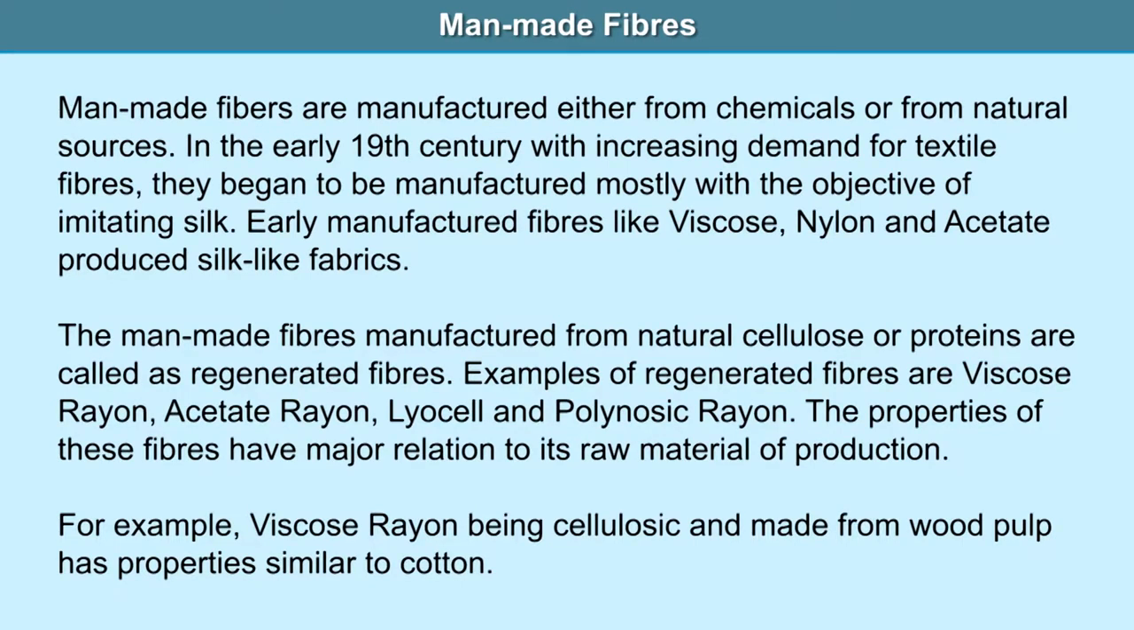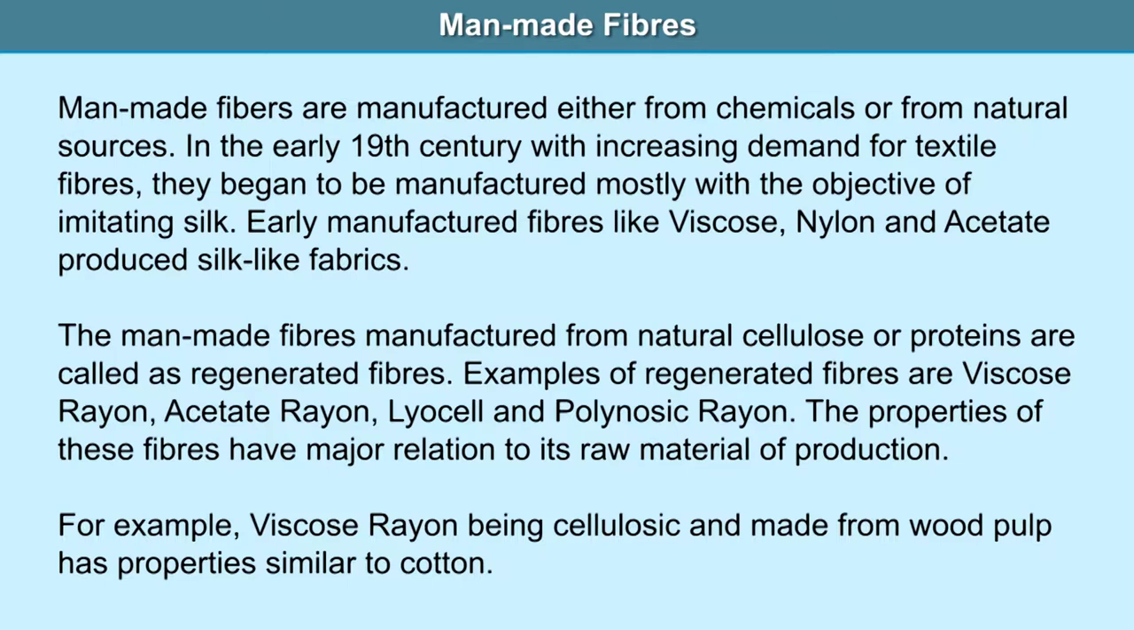As far as man-made fibers are concerned, they are manufactured either from chemicals or from natural sources. In the early 19th century, with increasing demand for textile fibers, they began to be manufactured mostly with the objective of imitating silk. Early manufactured fibers like viscose, nylon and acetate produced silk-like fabrics. The man-made fibers manufactured from natural cellulose or proteins are called regenerated fibers. Examples of regenerated fibers are viscose rayon, acetate rayon, lyocell, polynosic rayon, etc.